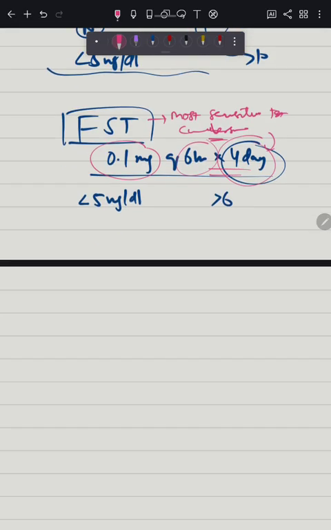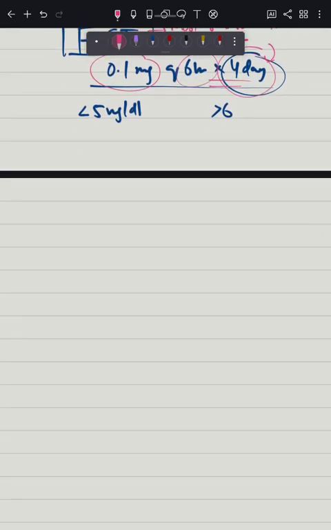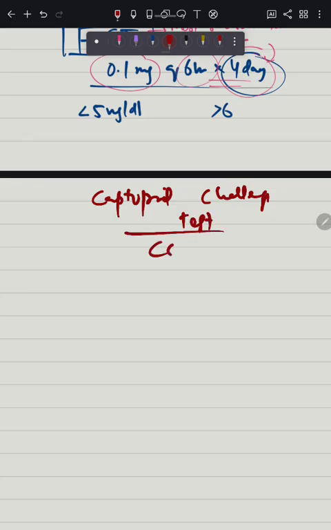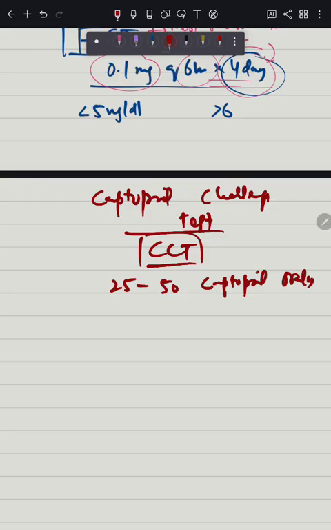And then comes this last test, that is the captopril challenge test, that is CCT. You give 25 to 50 milligram captopril orally, and you measure aldosterone and renin at baseline. So you measure these two at baseline and at 2 hours.